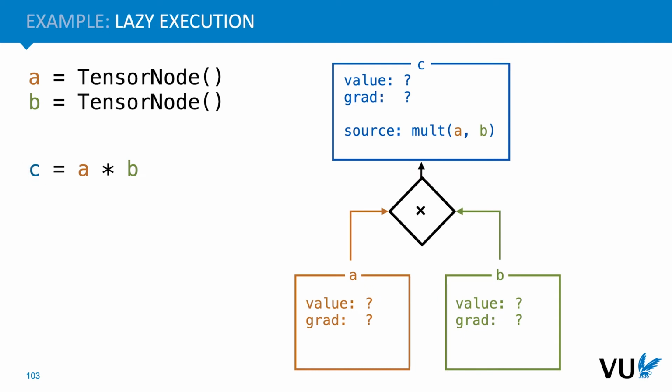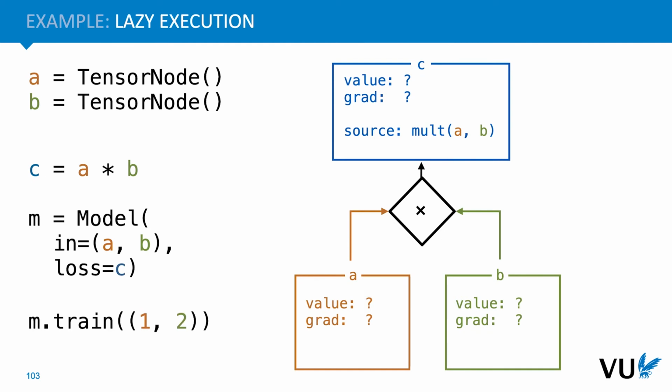Now, once we have performed all of our operations, our system has remembered for us the entire computation graph, and all we need to tell it is what the model inputs are and what the loss is. So in this case, let's imagine that this is our whole computation graph, and the inputs are A and B, and the loss is C. And with that information, we can let the system take care of feeding the data to the model, performing the forward, performing the backward, and performing the gradient update step, all in one function.